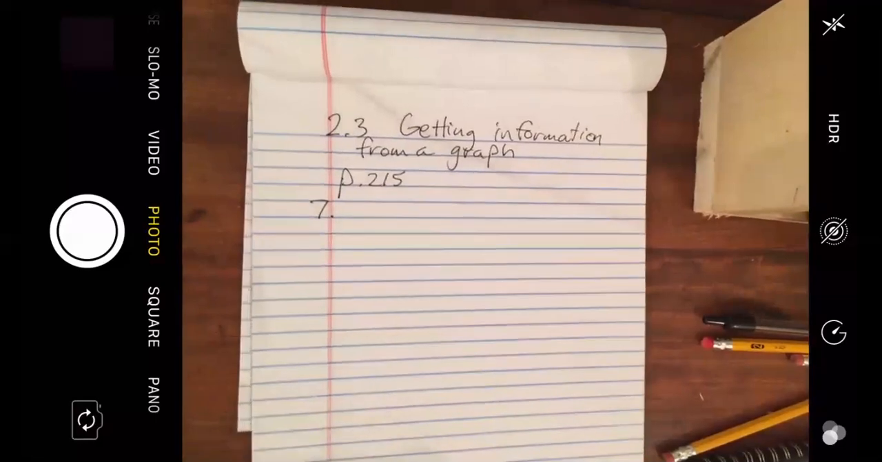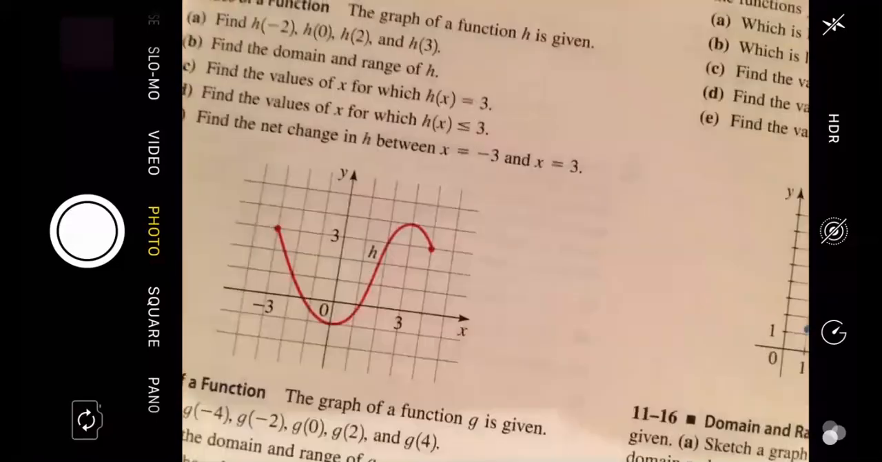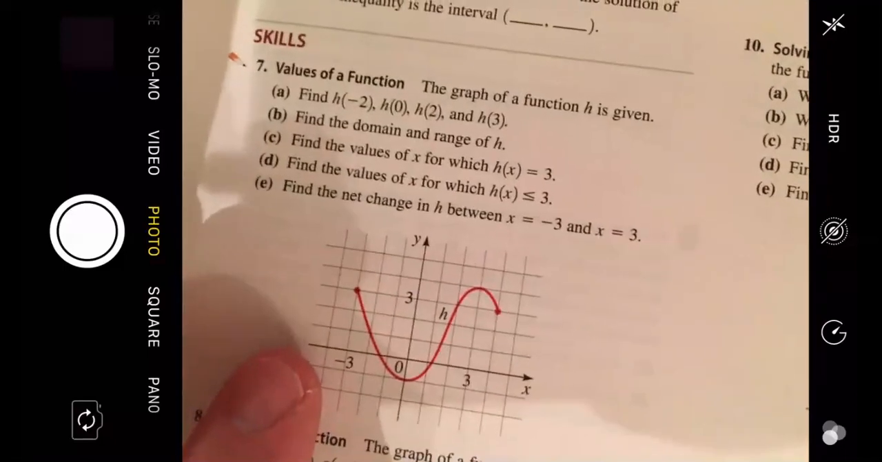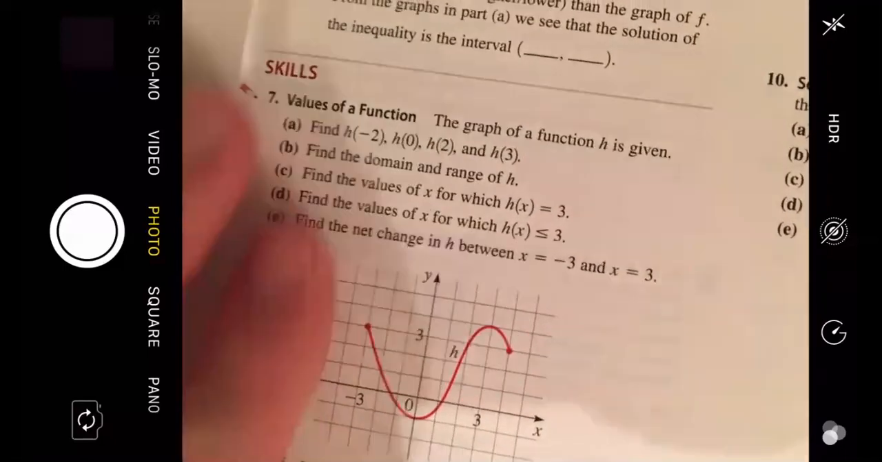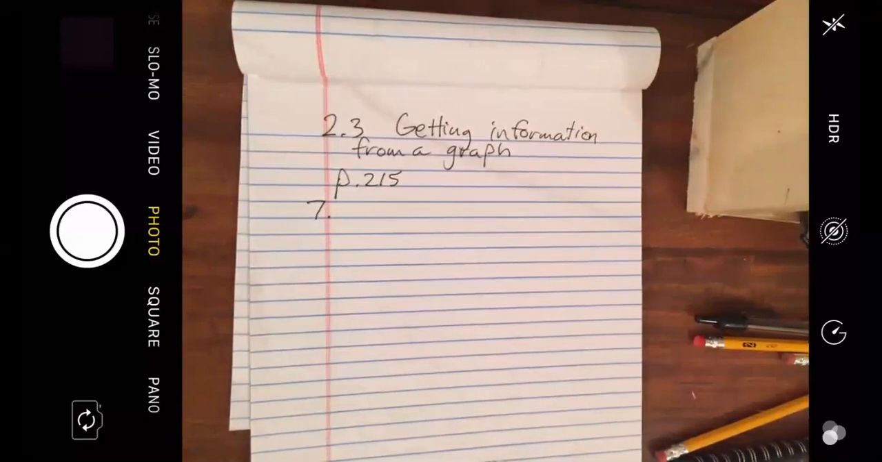I'll show you it in the book if I can do it without disturbing my cord. Maybe I can do it this way. Okay. Number 7, and it works off of this graph. So you can read the kind of stuff that they want you to know. Once you see it done, it's not that hard. It might read like gibberish if you're not used to it.